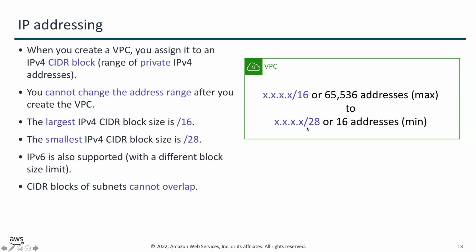The minimum is /28. That means 28 bits are fixed. So 24, that's 8, 8, 8, plus 4 from this octet. They are fixed, which means we only have 4 bits to play with. 32 minus 28 is 4 bits, so we can have 16 different addresses. That's the minimum, and that's not a general concept. It's an Amazon VPC concept.